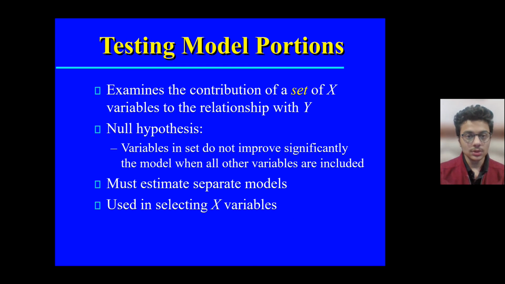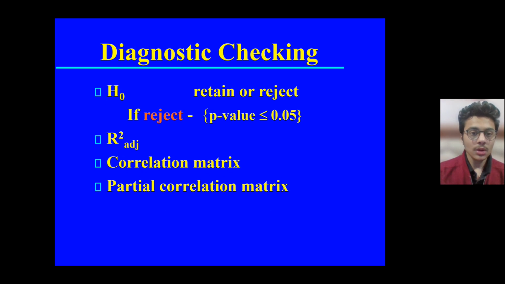Testing model portions. Examine the contribution of a set of x variables to the relation with y. Null hypothesis: the variable set does not improve the model significantly, given that all other variables are included. Must estimate separate models, used in selecting x variables. Diagnostic checking. H0: retain or reject. Reject if the p-value is less than or equal to 0.05.